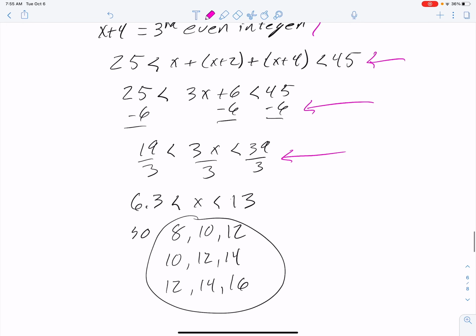And I get that my values have to be between 6.3 and 13. So, first even number between 6.3 and 13 is 8, which would make my first set 8, 10, and 12. Next even integer that fits between 6.3 and 13 is 10. So I've got my third set, 10, 12, and 14. And then my third even integer that fits between 6.3 and 13 is 12. So I've got my final set, 12, 14, 16.